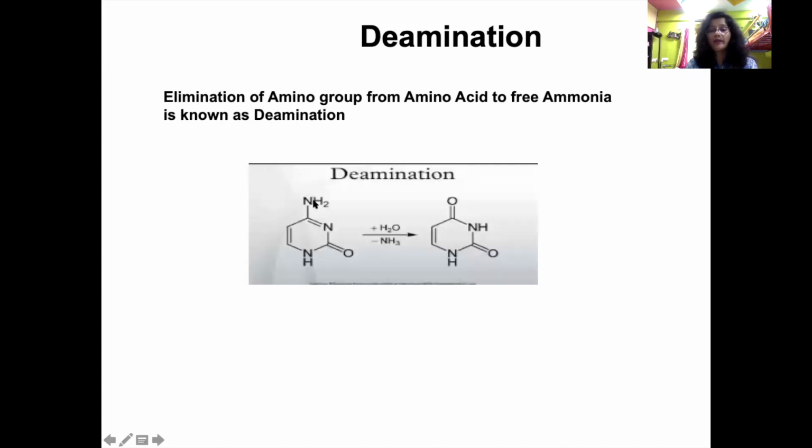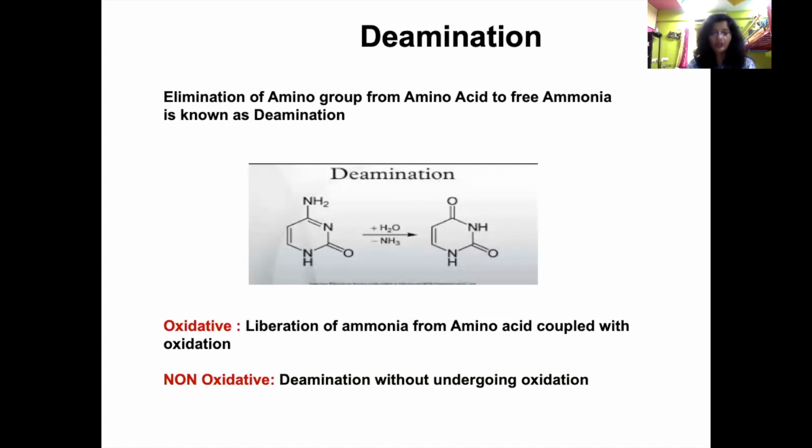Here you can see the amino group is removed and the amino acid is converted into keto acids. Now in our body many types of deamination occur, but predominantly we are going to study two types of deamination: oxidative deamination and non-oxidative deamination. In oxidative deamination there is a liberation of ammonia from the amino acid and it is coupled with oxidation, while in non-oxidative deamination, there is deamination but without undergoing oxidation.